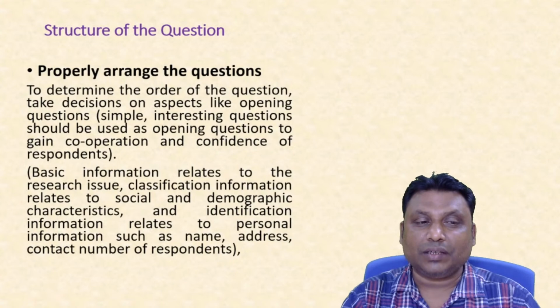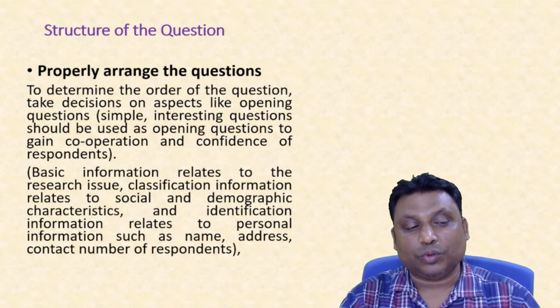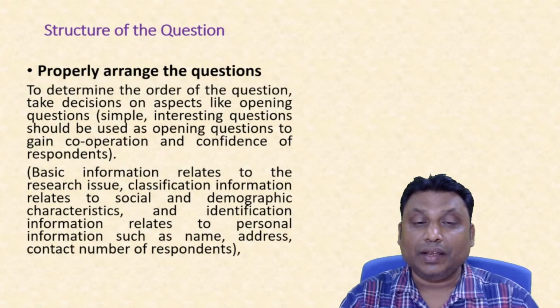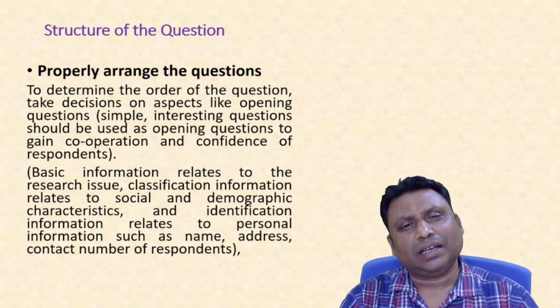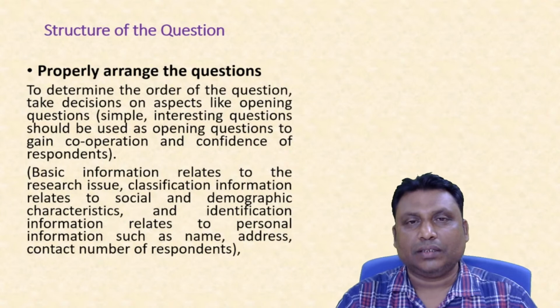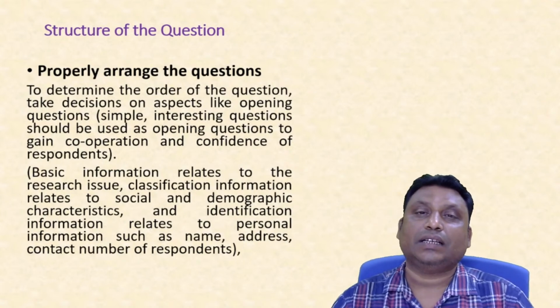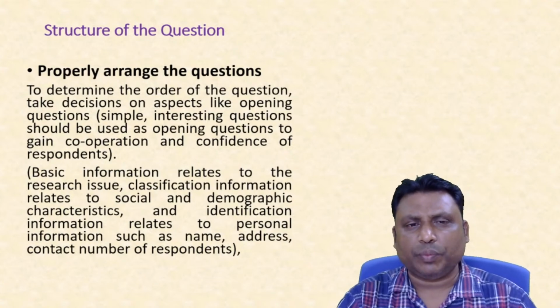Basic information relates to the research issue. Classification information relates to the social and demographic characteristics, and identification information relates to the personal information such as name, address, and contact number of the respondent. So when you initially prepare the questions in this questionnaire, you have to put the basic information first, and after that in section B, section C, section D, section E, as per your requirement you can put it, because section B has different objectives, section C has different objectives' questions, section D has different objective questions. So as per your requirements and your objectives, you have to prepare the questions.